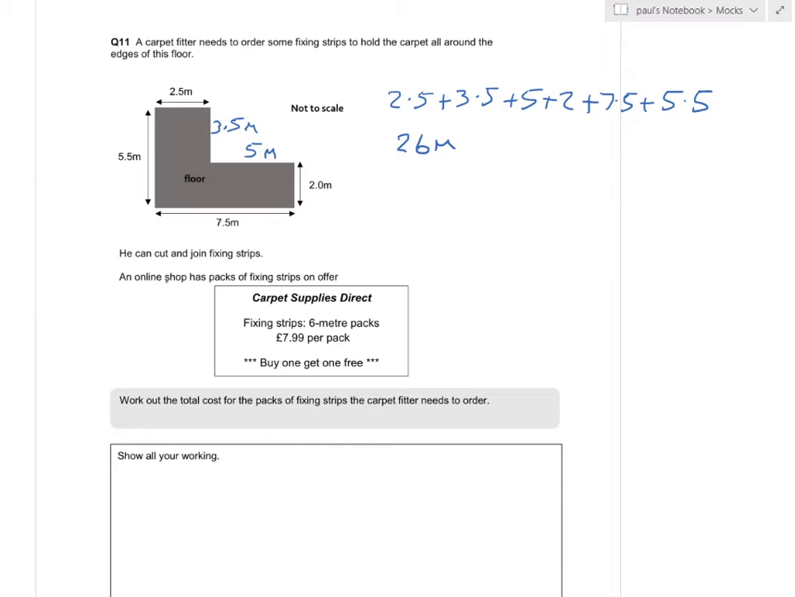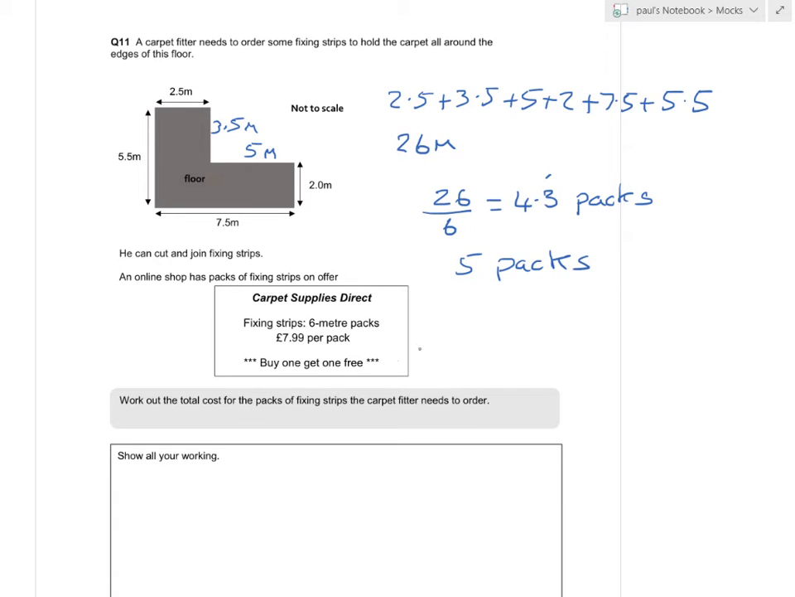Now, we're going to buy it in fixing strips of 6 meters, right? So we do 26 divided by 6, which is 4.3 recurring packs, which is no good because we're going to have to round up to 5 packs because it won't sell us a bit. 5 packs.